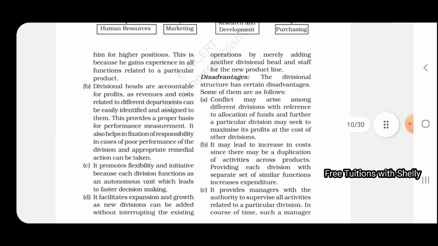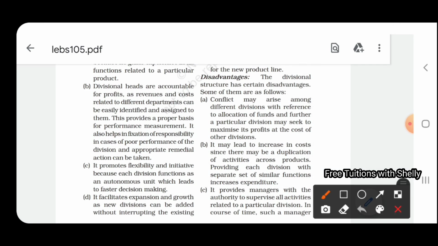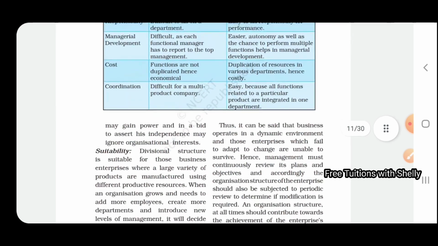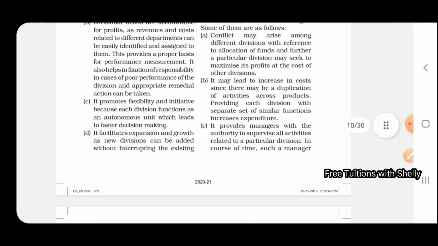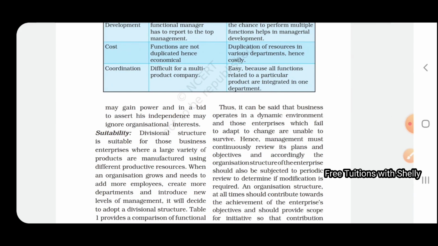Its disadvantages are that conflict may arise between employees of different divisions. Then it may lead to increased cost since there may be duplication of activities across products. Different businesses are taking place, not only one business, so duplication of activities is common. Next, managers are provided with authority to supervise all activities related to a particular division. In course of time, such a manager may gain power. So when you give a manager control over these activities, he may misuse his powers and promote his own interest by ignoring the organization's interest.